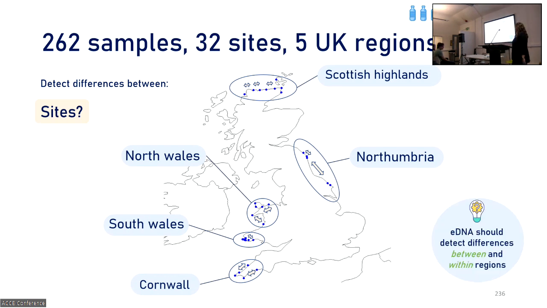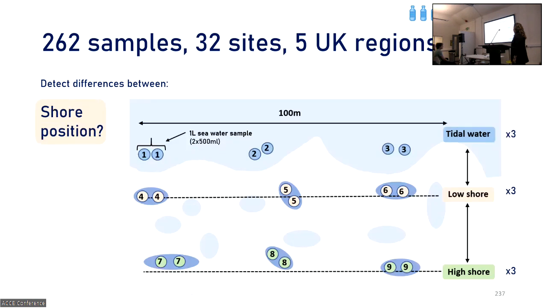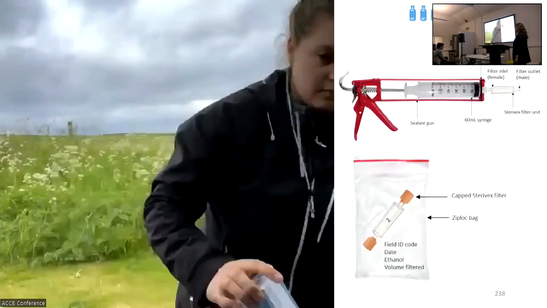And so what I do expect and hypothesize is that we're going to see differences between both regions and within sites. Going to more a local scale, I'm interested to see whether the eDNA can actually detect differences across the shoreline. So I've got samples from high shore, low shore, and open water to see whether we can actually detect succession across a shore. Again, because of the sensitivity of eDNA, I am expecting to see some differences.